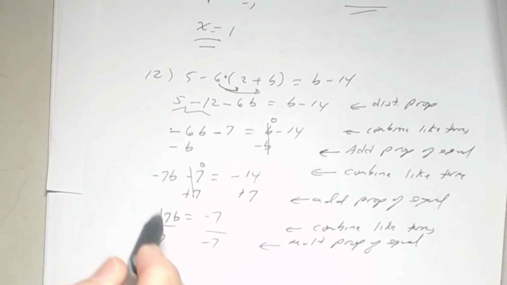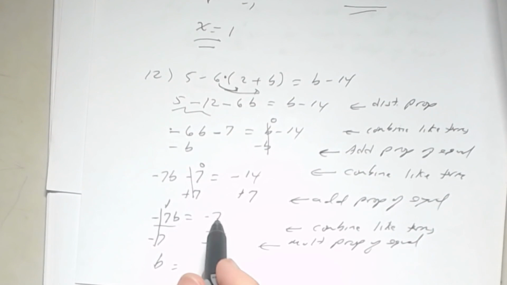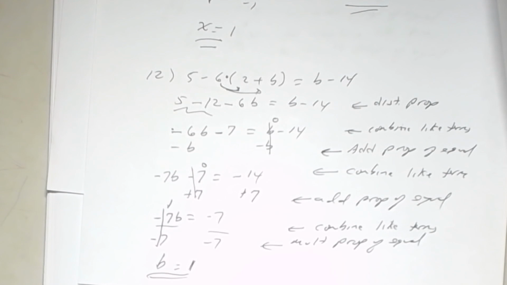And now you're going to simplify. A -7 divided by -7 is a 1. 1 times b is b. And -14 divided by -7 is 2. So there's your solution. Okay?